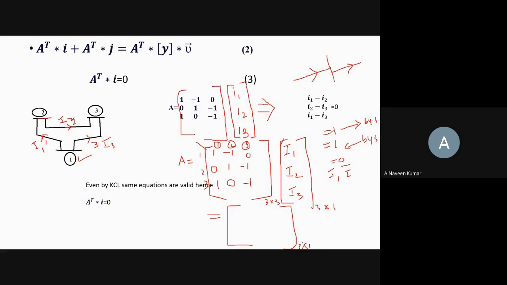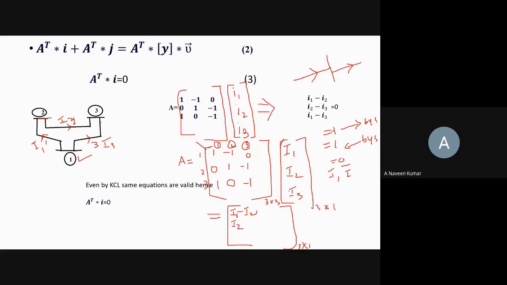Now tell me, if you multiply, see, 1 into I1, we'll get I1. Minus 1 into I2, we'll get I1 minus I2. Plus 0 into I3 will give 0. Forget about this. Next, 0 into I1 is 0. 1 into I2, so you'll get I2 here.